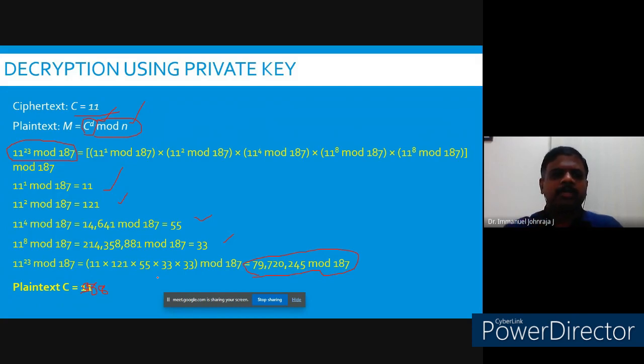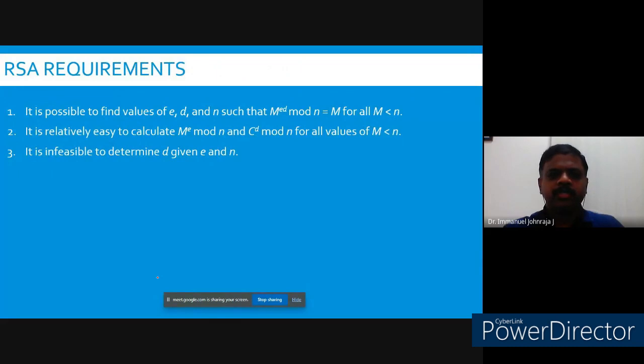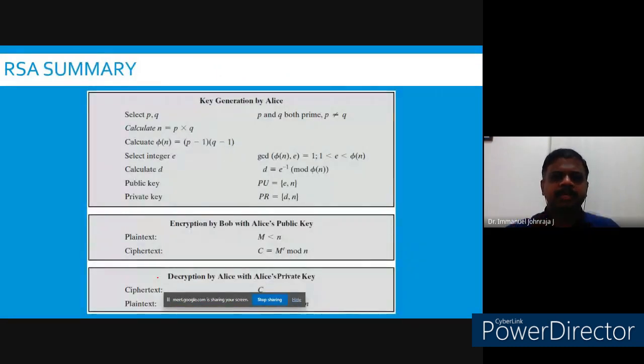All right, so before going into the requirements, let's see the summary, how it happens. Very simple steps. If you could remember, it is better, but you have to. So we are going to choose two numbers, P and Q. P and Q are both primes, not relatively primes. They are individually prime numbers, and it cannot be equal to each other. Then calculate the value of n. Second step, calculate phi of n, p minus 1 into q minus 1.